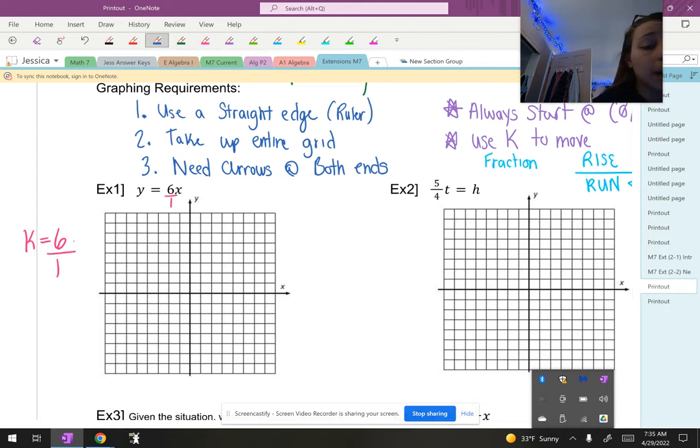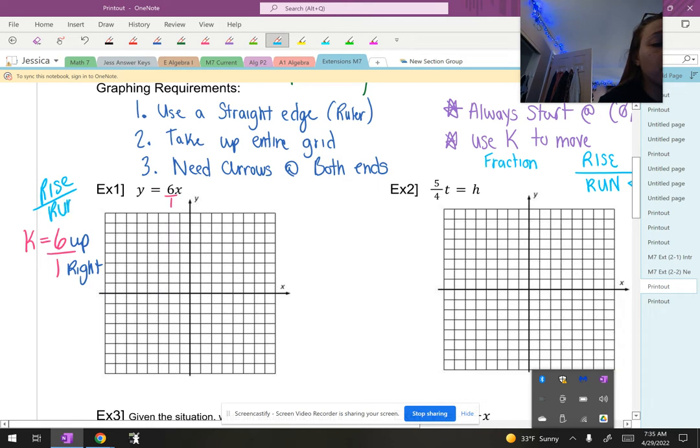So that tells me I'm going to be moving up or down 6. Well, technically, we're just going to be going up 6 because it's positive. And then if I have a positive 1 on the bottom, positive would be going to the right. And that's just coming from that rise over run.